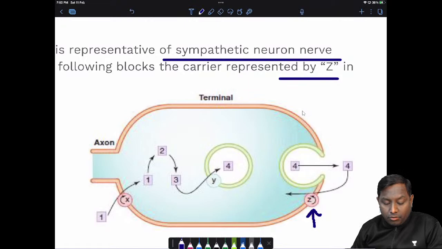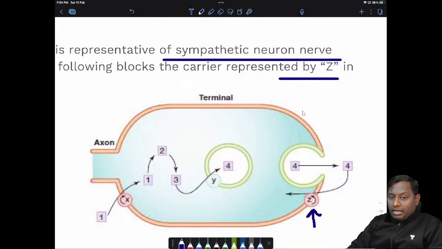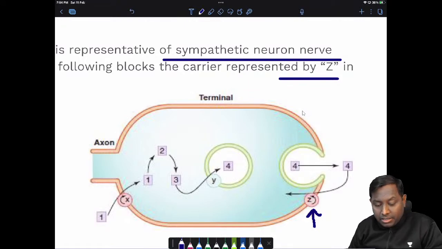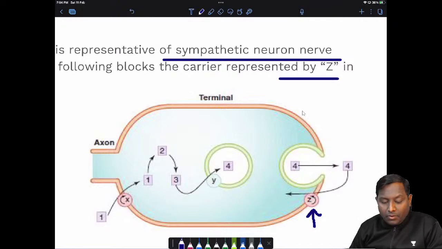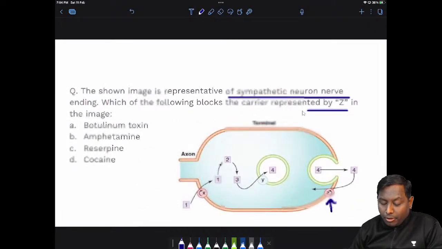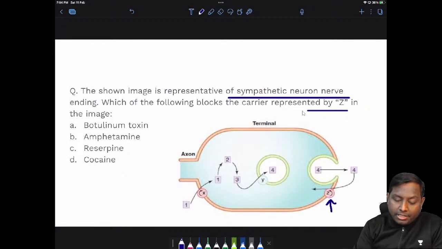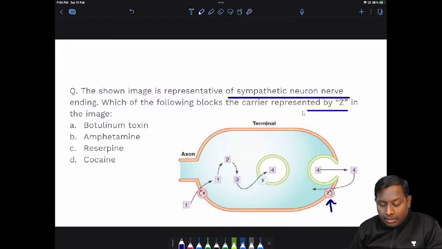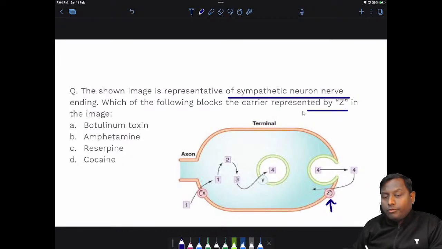So in the sympathetic neuron, which of the following drugs will be acting at the carrier Z? कौन सा ड्रग होगा जो Z पे काम करेगा? बॉटुलिनम टॉक्सिन, एम्फेटामिन, रिजरपिन, कोकेन. All of you please try marking, guys, सब लोग ट्राई करिएगा. अमलन रॉय, it is telling botulinum toxin. वेरी गुड, very nice. All of you are marking very good.